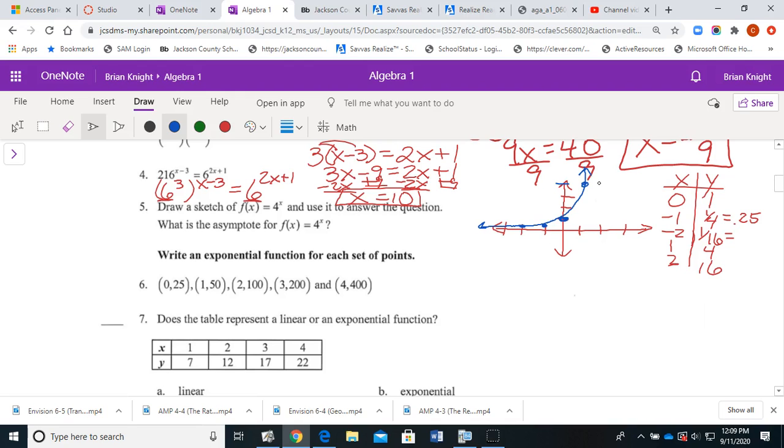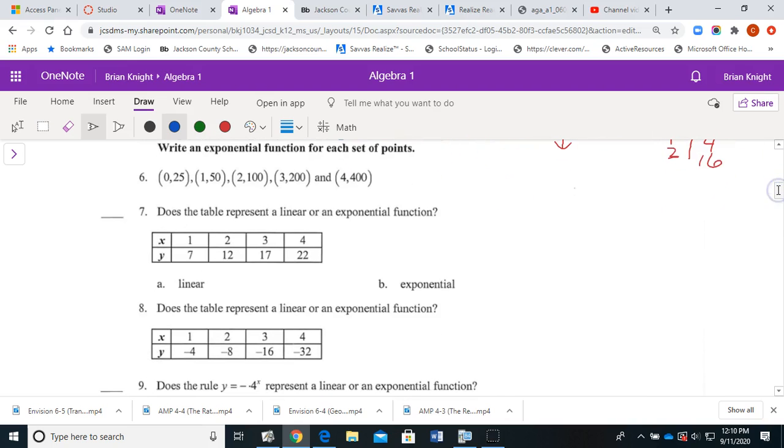Now, according to the sketch, what is my asymptote? Y equals 0. Very good. It's not going to cross that. I also do not mind if you put it in your calculator and look at that graph as well, just to make sure you graphed it right. Everybody good? Moving on.